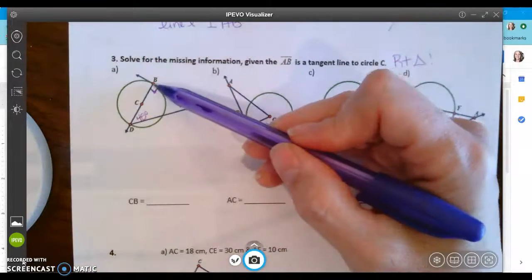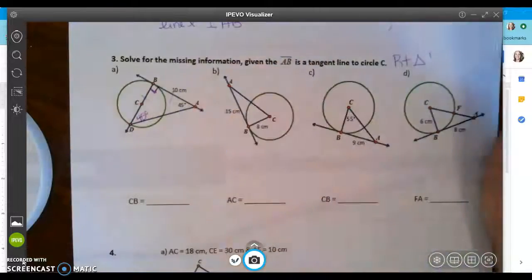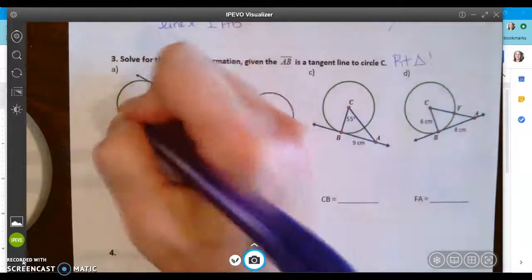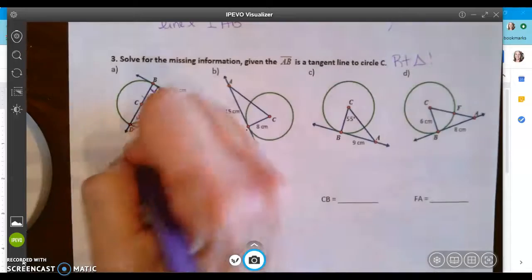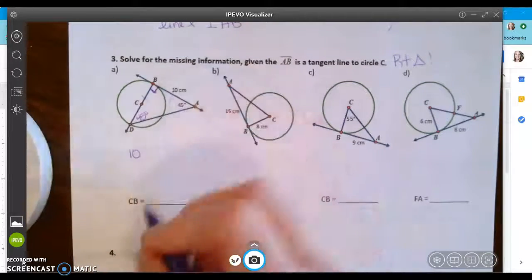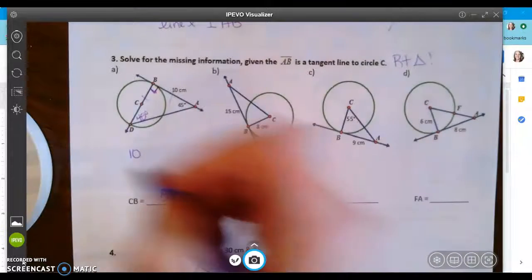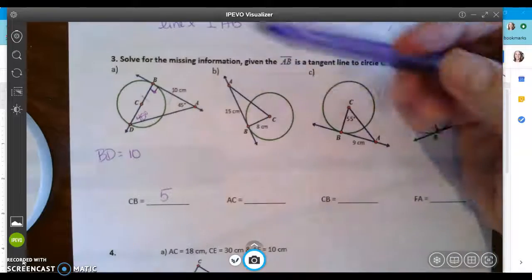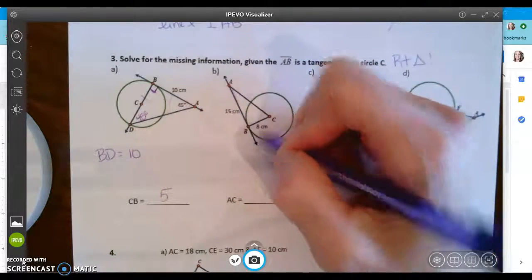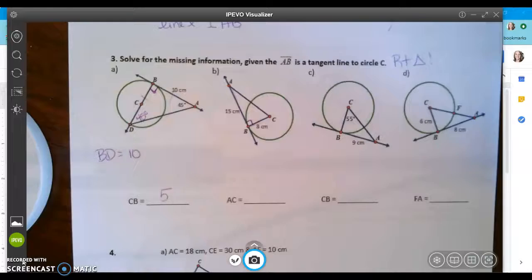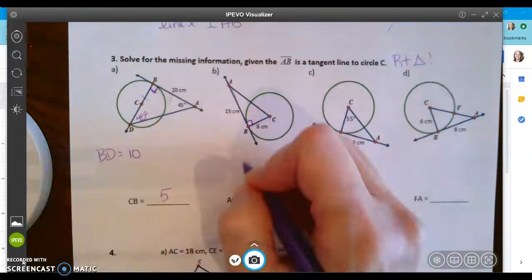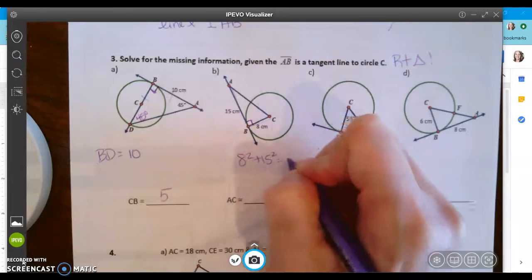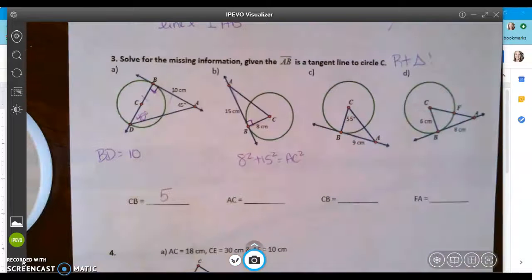Now I have two congruent sides. It's isosceles, right? And a hypotenuse. That means this side has to be 10. And consequently, the radius is half of that, which is 5. So BD equals 10, CB is 5. All right, this wants us to find AC. Well, if I have a tangent line and a radius to the point of tangency, I have a right angle, and so now I have a right triangle. I can do 8 squared plus 15 squared is AC squared, solving that, AC is 17.